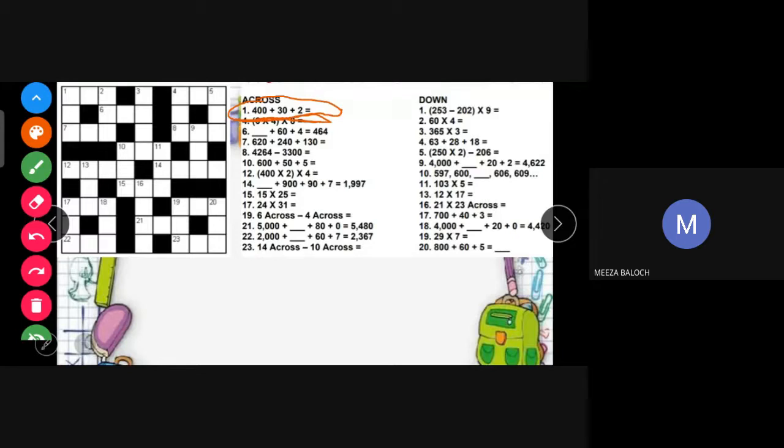Misa, do you know the answer? It's very easy. You have to add these three. 432. Yes, ma'am, 432. So the same answer we can write wherever number 1 is given. And as the heading is across, we have to write sleeping there.